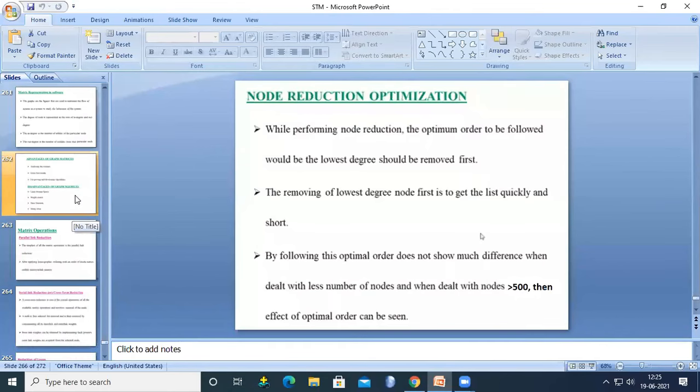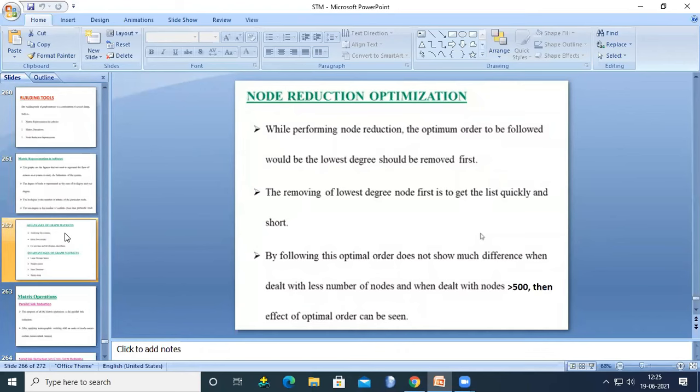So this is the end of the 5th unit. In tomorrow's class, we are going to start the 6th unit.